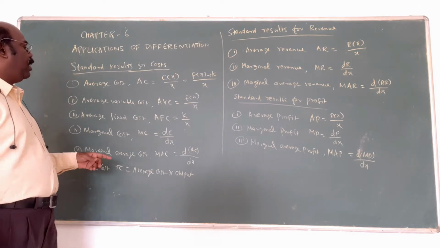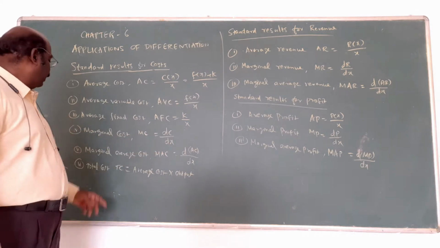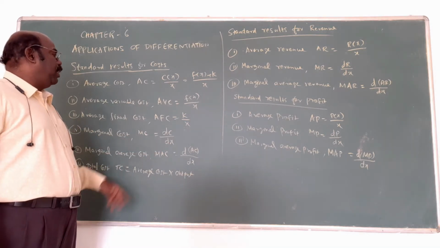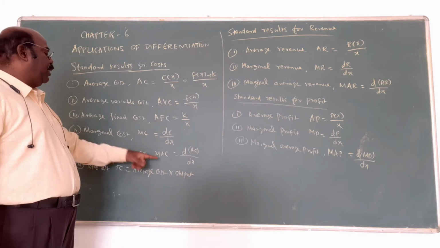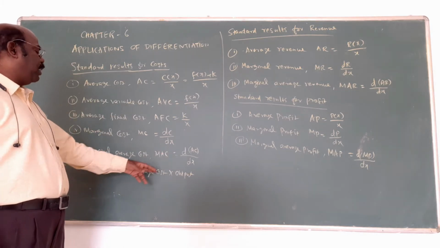Marginal cost means C, now MC. The C is differentiated with respect to x. Marginal average cost means the average cost, AC. The AC is differentiated with respect to x. Total cost is average cost involved.